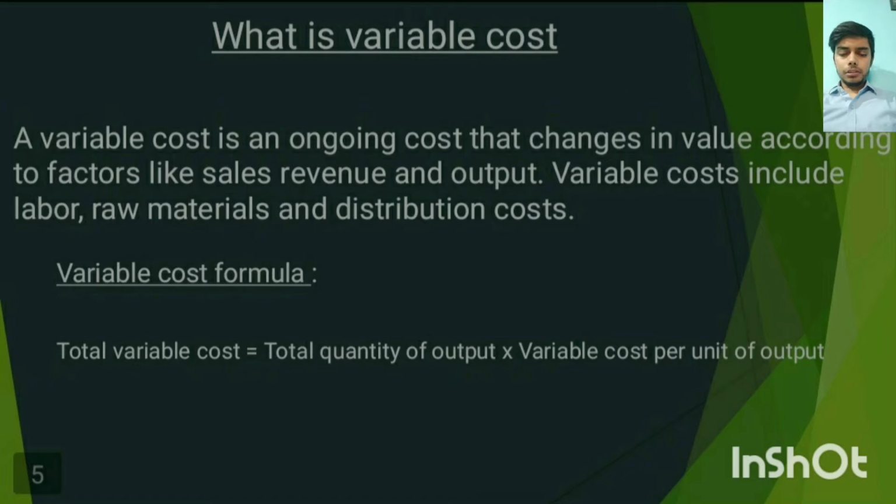What is variable cost? Variable cost is an expense that rises and falls in direct proportion to production value. Variable cost differs from fixed cost, which remains the same even as production and sale volume change. It includes raw material, sales commission, packaging, shipping, etc. And the formula of a variable cost is total variable cost equal to total quantity of output into variable cost per unit of output.